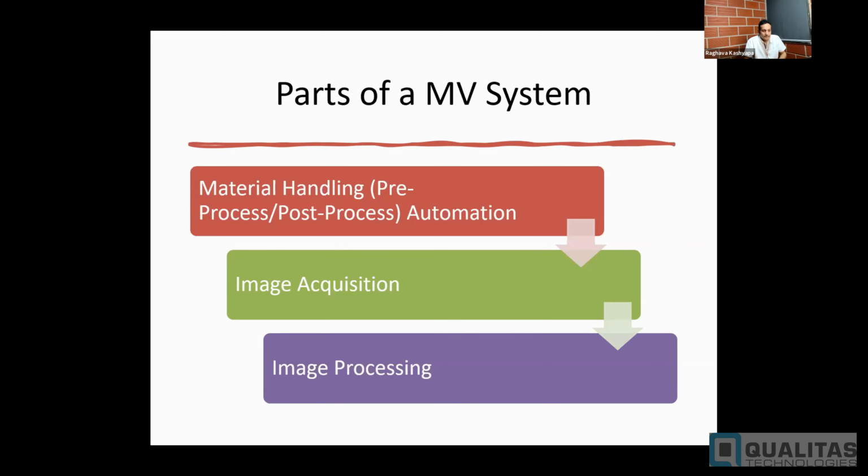So just a few questions. Expand MV system. MV system, machine vision, Mr. Rao. It's just short form. MV is machine vision, right? So what are the different parts?